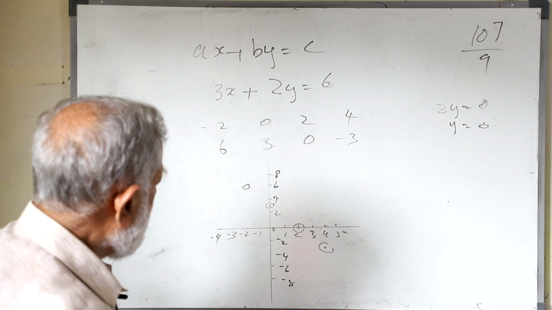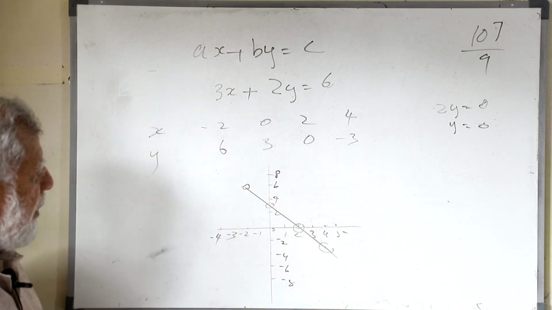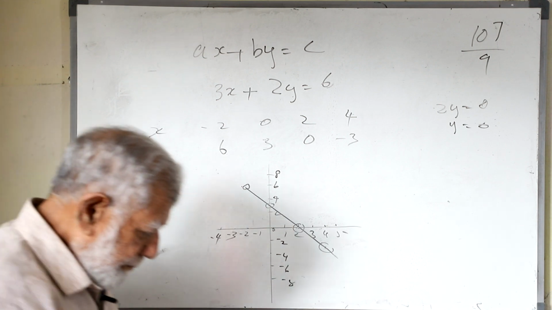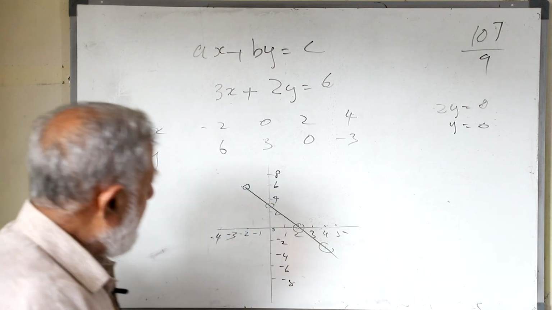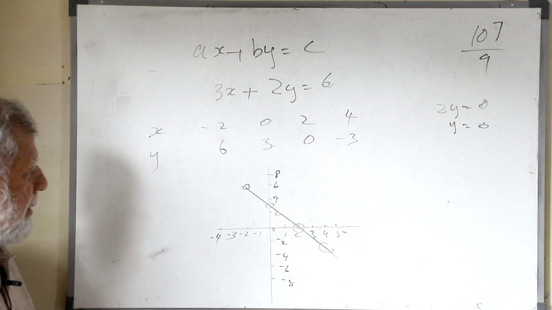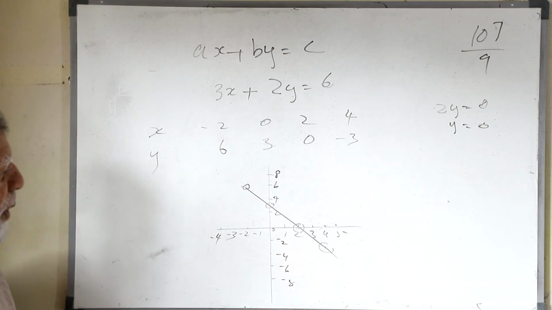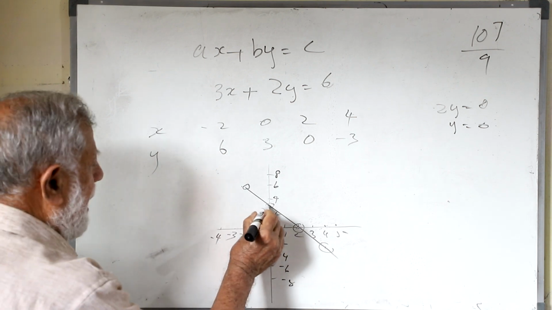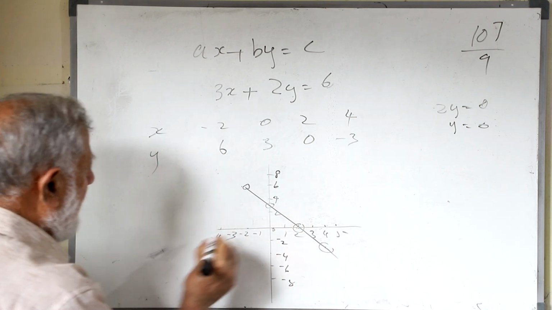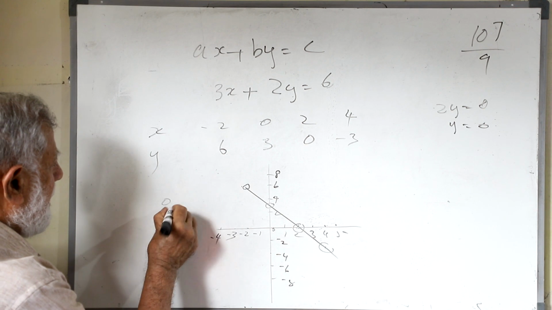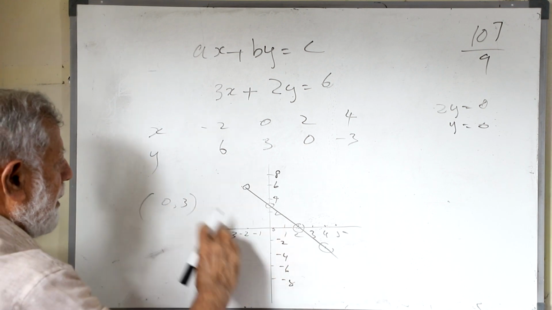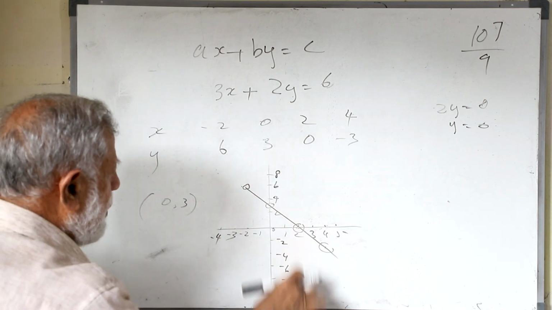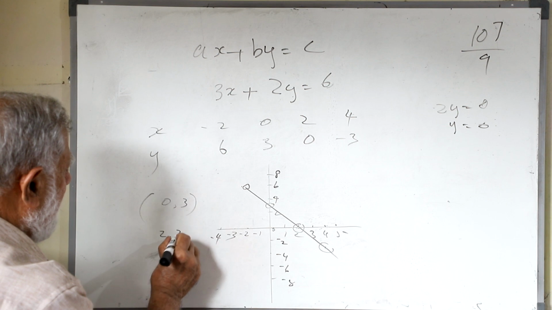So the line comes like this. Looking at the line, we can say that the gradient is negative. Now where is it cutting the axes? There are some points where the graph cuts the axes. The first point is where it cuts at 0, 3. The second point where it cuts is 2, 0. You have to be careful.